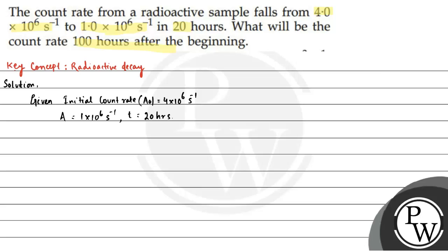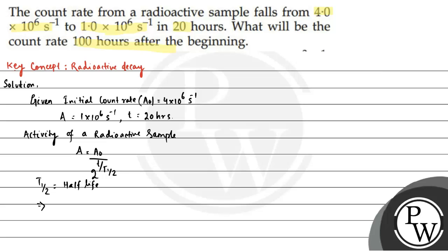As we know, the activity of a radioactive sample is A is equal to A naught divided by 2 to the power T by T half. What is T half? T half is the half life of it. Half life means when this count rate is exactly becoming half.